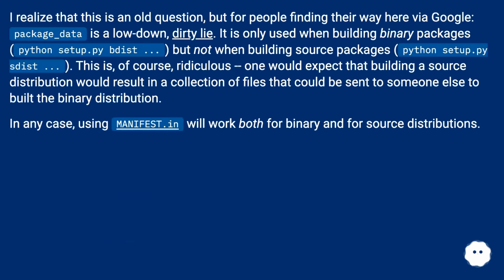I realize that this is an old question, but for people finding their way here via Google, package_data is a low-down, dirty lie. It is only used when building binary packages, python setup.py bdist ... but not when building source packages, python setup.py sdist ... This is, of course, ridiculous. One would expect that building a source distribution would result in a collection of files that could be sent to someone else to build the binary distribution. In any case, using MANIFEST.in will work both for binary and for source distributions.